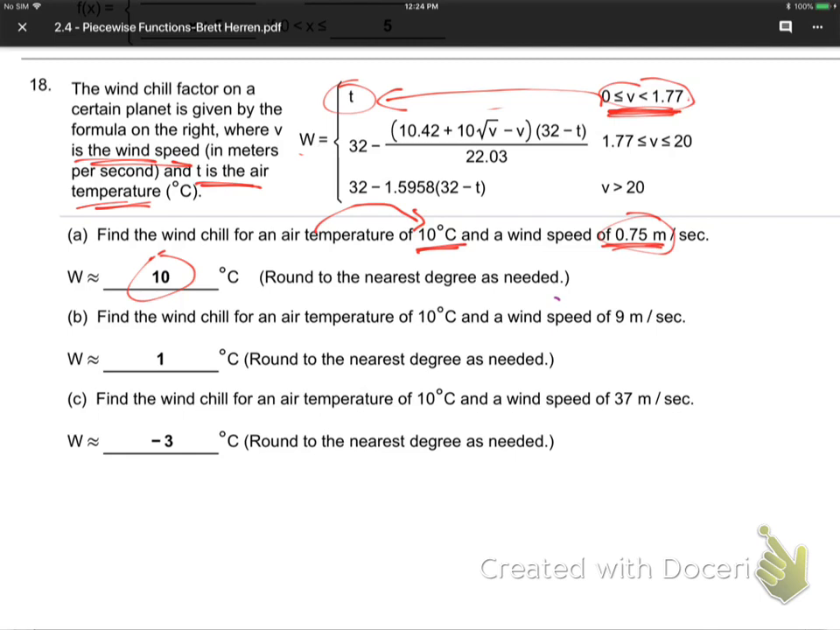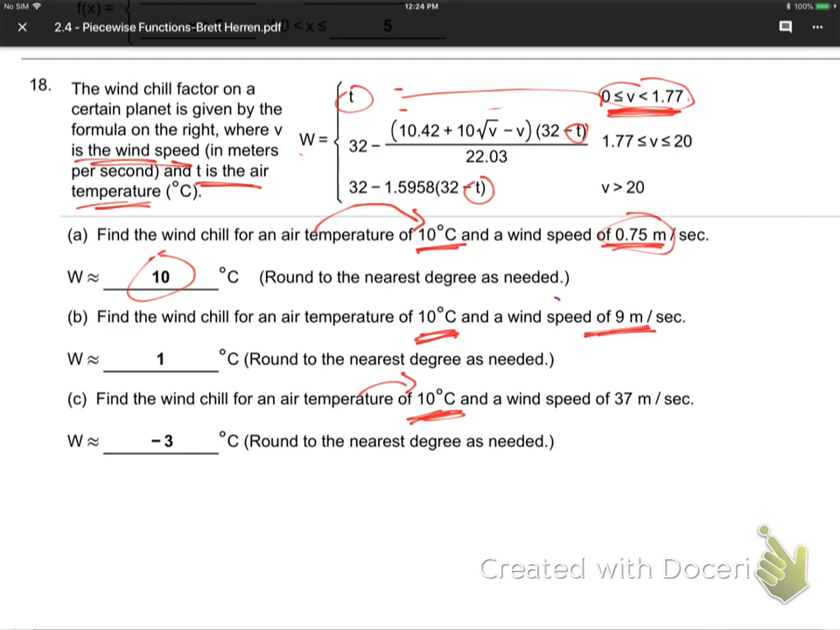That makes sense, right? Low wind speed, you just use the top one. W is just T. They're the same. There is no difference in the wind chill. It's not chilling you, it's hardly blowing. Right? All right, next, part B. Notice all three of these have the same air temperature. The thermometer is saying 10 degrees in all three cases, A, B, and C. That's the T, in all three it is 10.